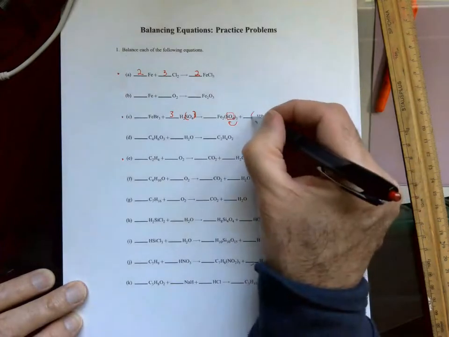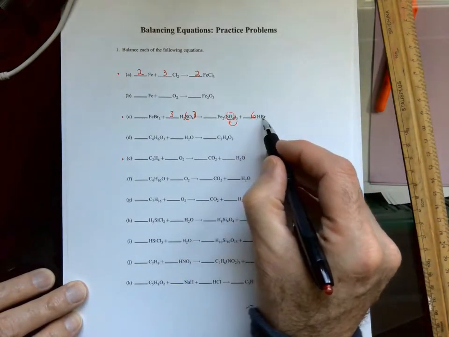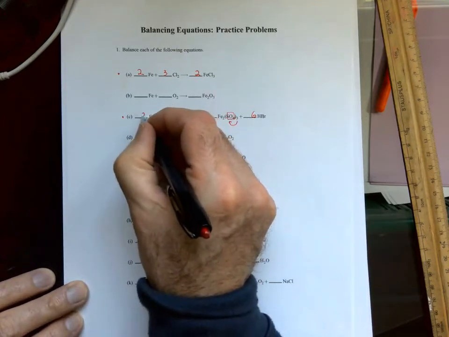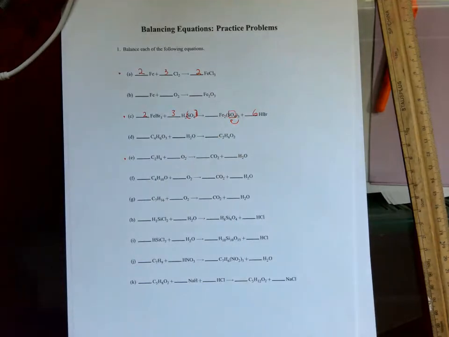There's 6 H's, 6 H's. Now it's balance what that's attached to. 6 Br's. 3 times 2 is 6 Br's. 2 Fe, 2 Fe. Done.